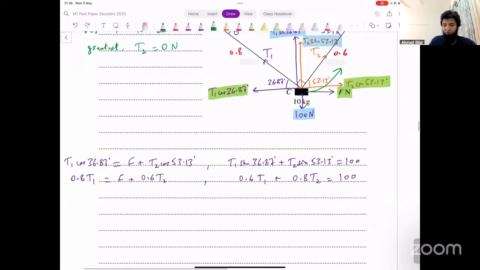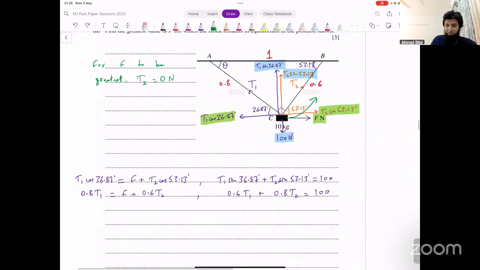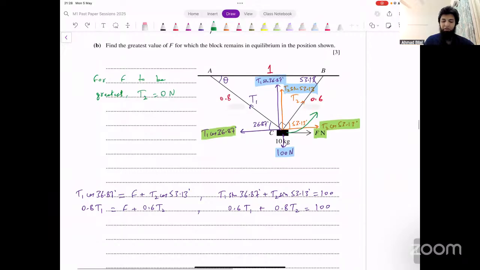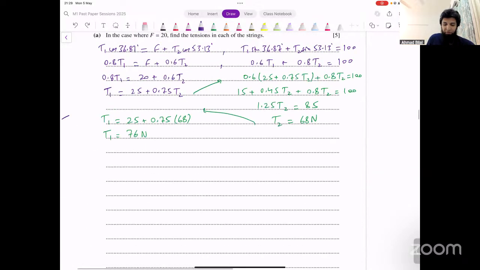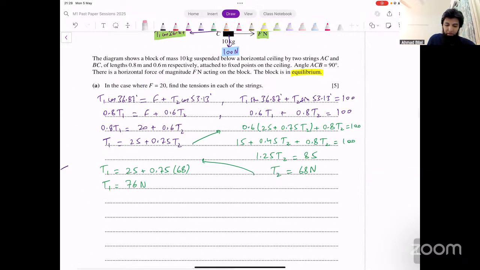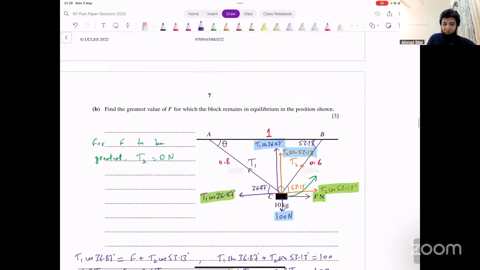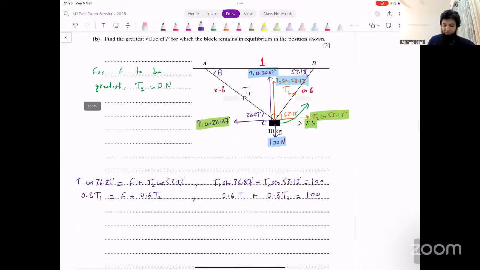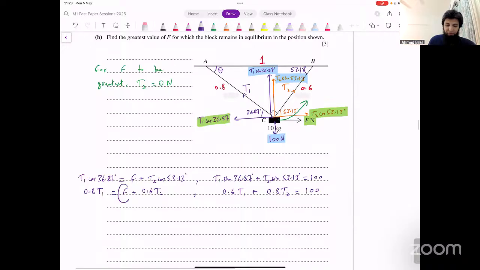And that's all that you have to do here. We've got these same equations as before. Nothing is changing as far as the forces were concerned. The only thing that's different is in the first part, they gave us that F is equal to 20. And now they're asking us for the greatest possible value of F for which the equilibrium remains. So we don't put F equal to that value, 20 in this case. We have to find the greatest possible value of this. How do you do that? Put T2 equal to 0 and see what that gives you.